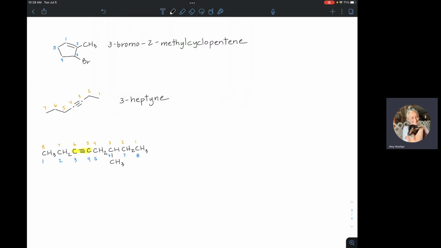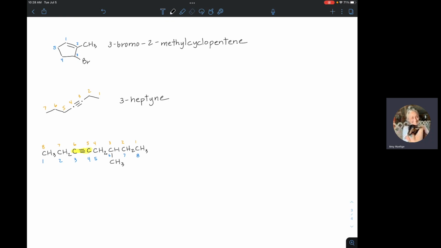Our triple bond begins on carbon 3. If we number this from right to left, the triple bond begins on carbon 5. The only other different thing about this molecule is the methyl group as a substituent, but the triple bond is going to take priority. So the route that we take is going to be the one that gives that triple bond the lowest possible number.